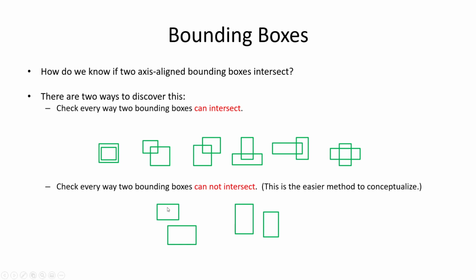Okay, but basically let's say I'm one box and I want to know if I intersect with you. I'm just going to do four checks. Am I to the left of you? Am I to the right of you? Am I above you? Or am I below you? If the answer to any of those checks is yes, then there's no intersection. If the answer to all of those questions is no, I'm not to the left of you, I'm not to the right of you, I'm not above you, and I'm not below you, then I must be intersecting with you. There must be an overlap.